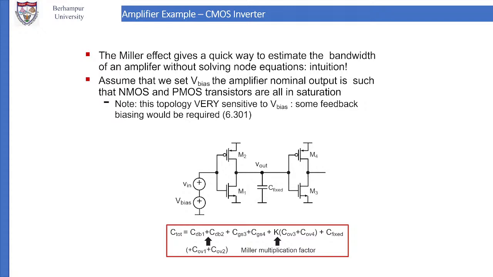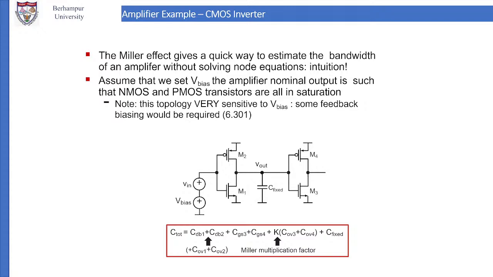If both are in saturation, then this topology will be very sensitive to V bias, because if biasing is changed, then you will go away from saturation. Therefore, it is very sensitive to V bias. Biasing determines whether you are operating in the active region, saturation, or in cutoff. Therefore, they are sensitive to V bias. So some feedback biasing will be required in this case.